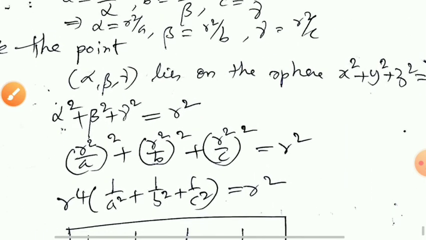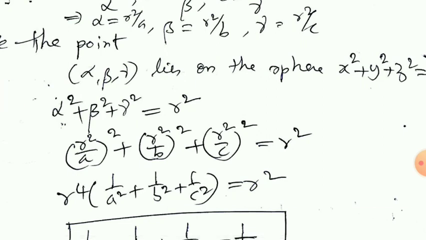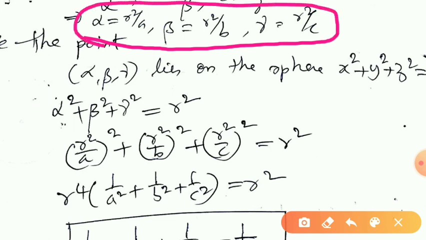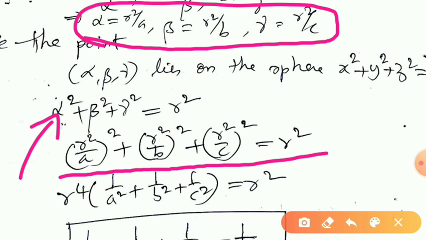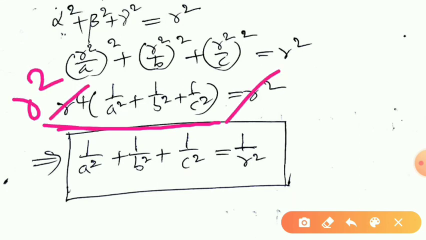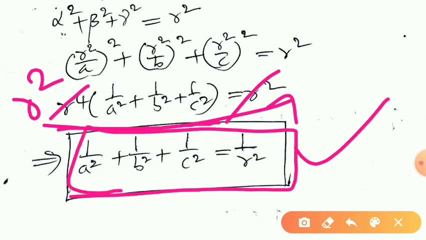Substituting the values of alpha, beta, gamma that we have obtained in this equation, we will get like this: (r square by a) whole square plus (r square by b) whole square plus (r square by c) whole square is equal to r square. On squaring and simplifying, we will get like this: r to the power of 4 into (1 by a square plus 1 by b square plus 1 by c square) is equal to r square. By cancellation, we will get like this. By shifting this r square to this side, we will get this. This is the statement what we have to prove in this problem. Hence the problem is solved. Thank you very much.